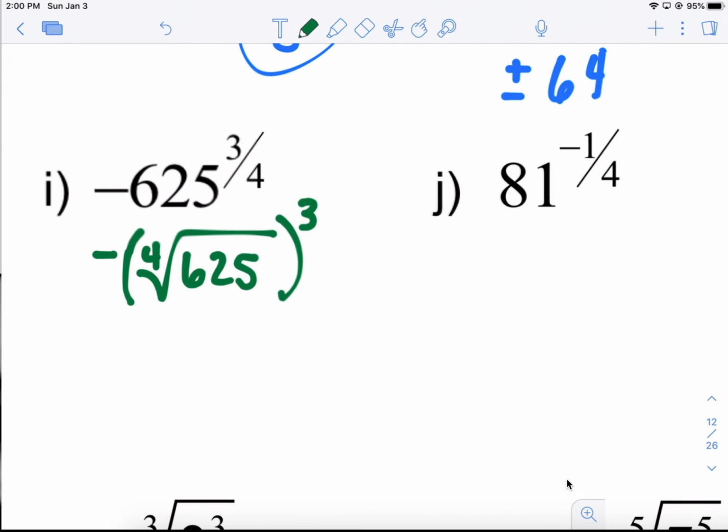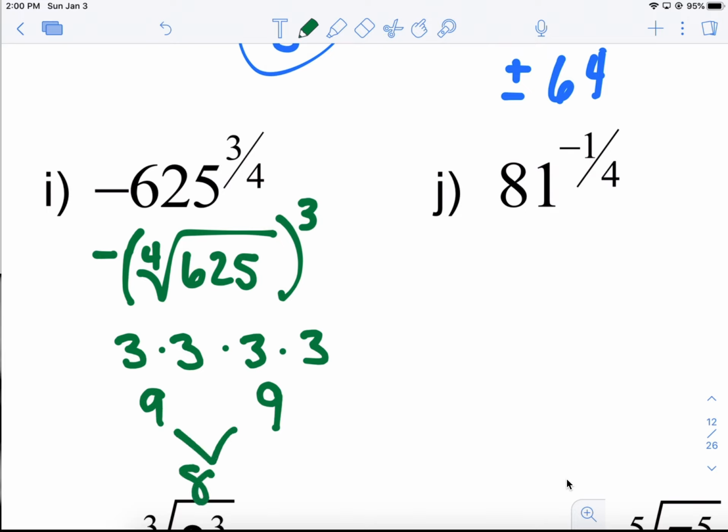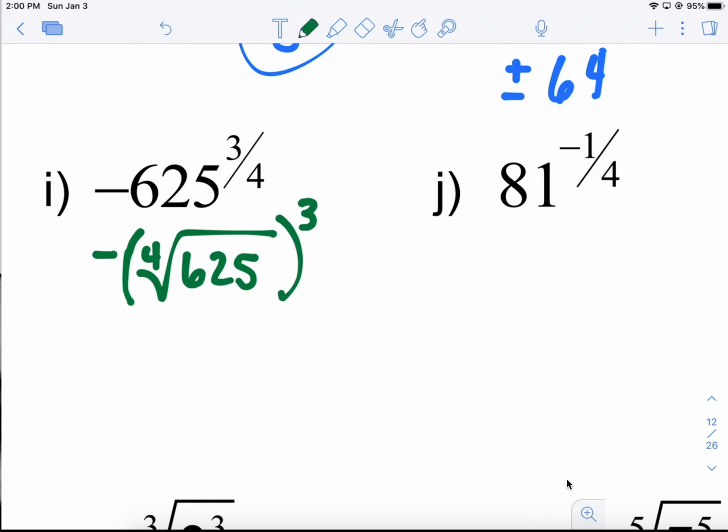We could check that. So 3 times 3 is 9. 3 times 3 is 9 again. And if I put those together, that'd be 81. So it's not going to be that. It's going to need to be much bigger. You might already recognize that since it ends in a 5, it was being multiplied by a 5. So 625 to the 4th root is going to give us 5. Okay? 5 to the third power, remember, that's 5 times 5 is 25, times 5 more gives us 125. So our final answer will be a negative 125.